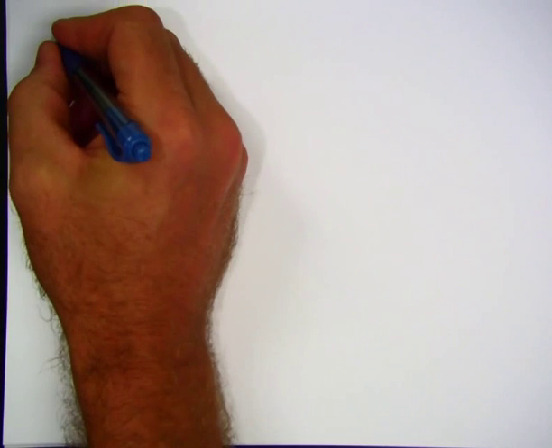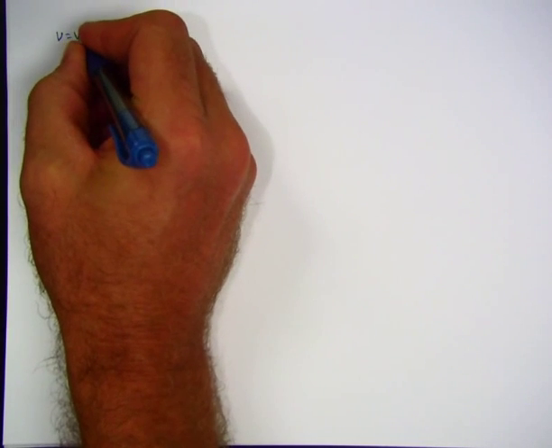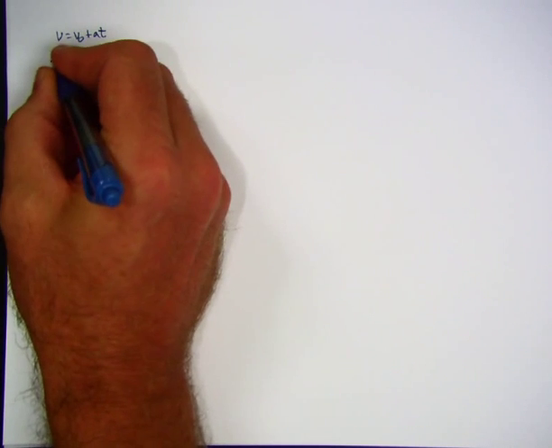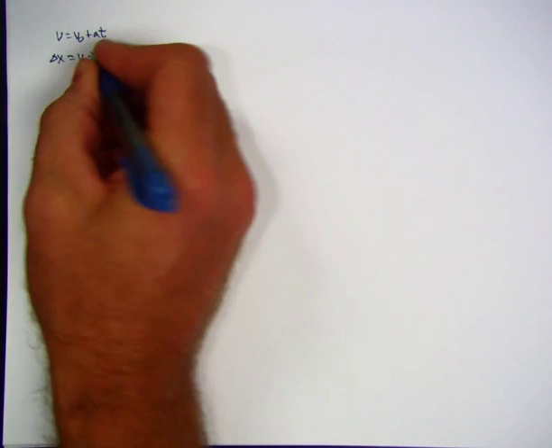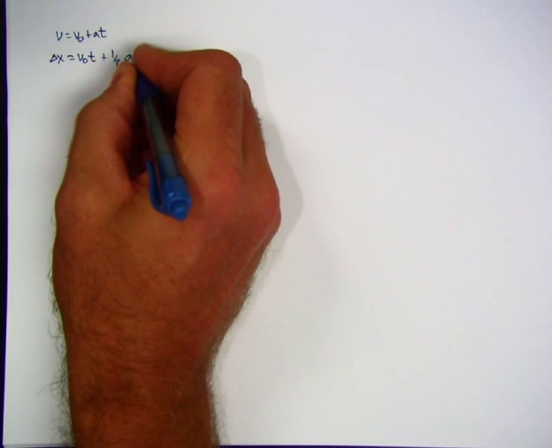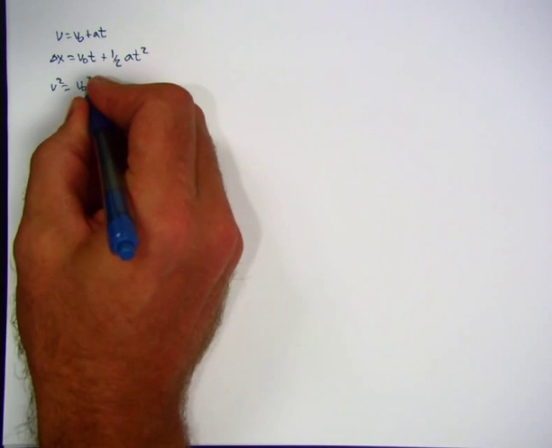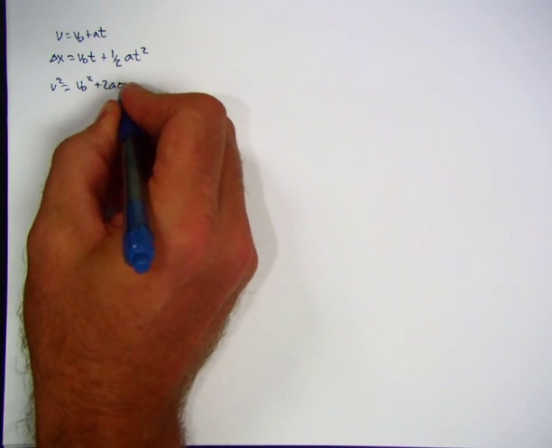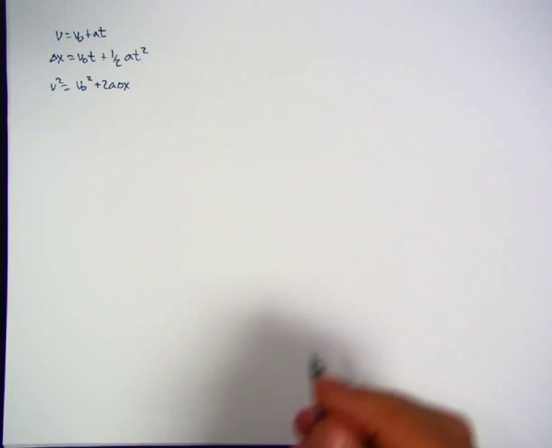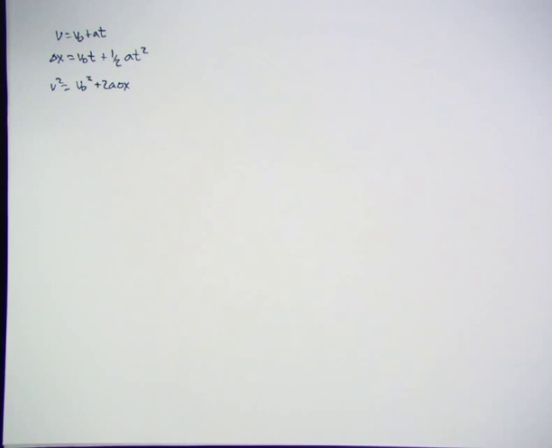So if we want to, just write these again for you: v equals v0 plus at, delta x equals v0t plus 1/2 at squared, v squared equals v0 squared plus 2a delta x. So let's do a problem. Let's just see if we can describe the motion of something.